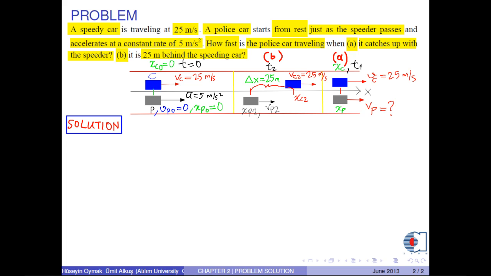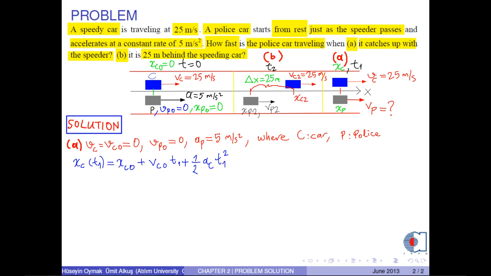For the solution of part A, first we write the given quantities where C is the abbreviation of car and P is the police. To find the position of the car, we use this formula. Here, AC, which is the acceleration of the car, is 0 since the velocity of the car is constant. And according to our configuration, the initial position of the car is 0. Therefore, we obtain xc at time t1 is equal to vc0 times t1.